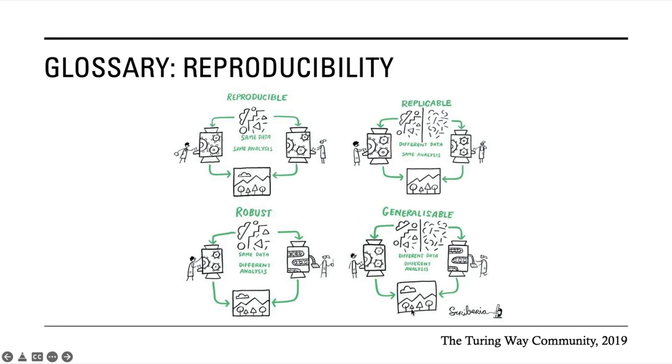Combining those terms, for example, if we have a replicable and robust finding, then we can say that this is a generalizable result, because we have different data and the same analysis, which leads to the same result, and we have the same data and a different analysis. So the underlying ground truth is probably the same. So this result is generalizable.